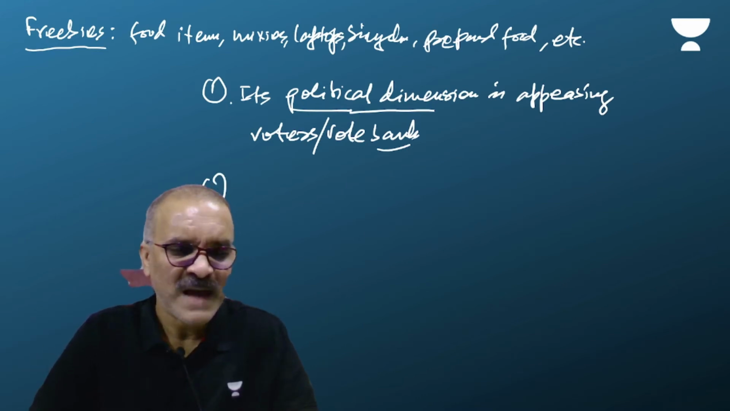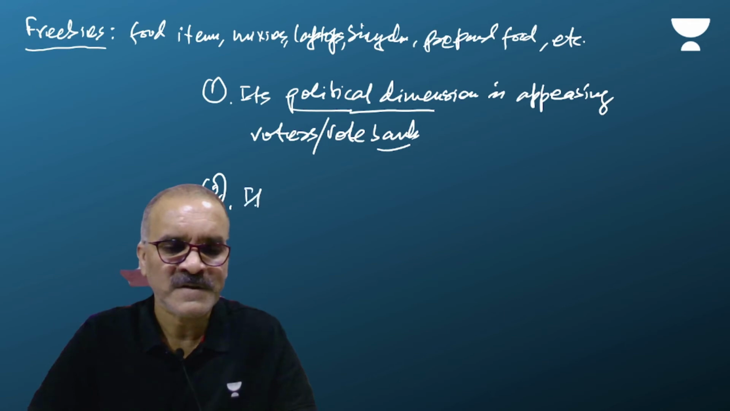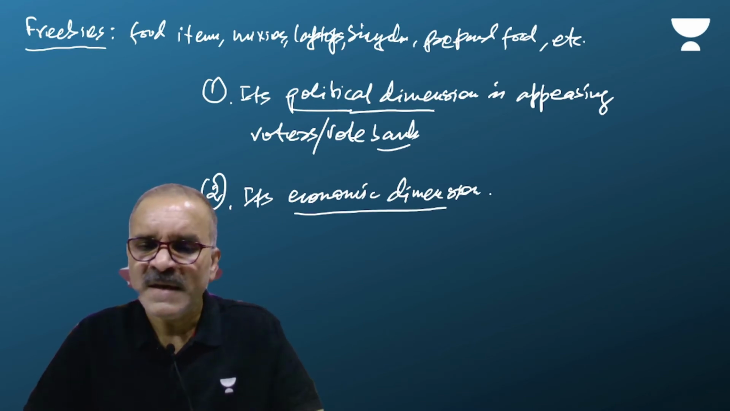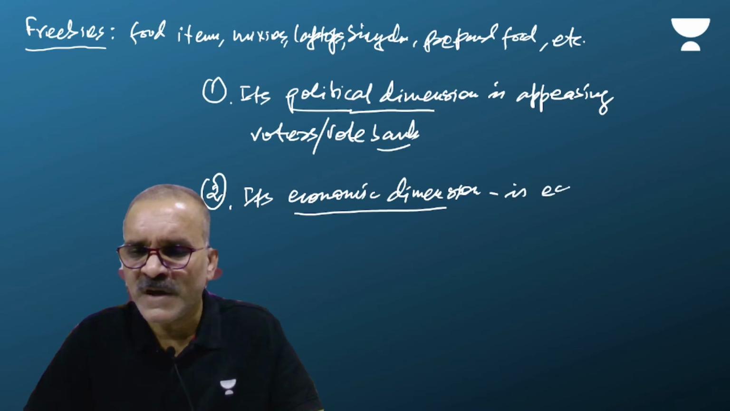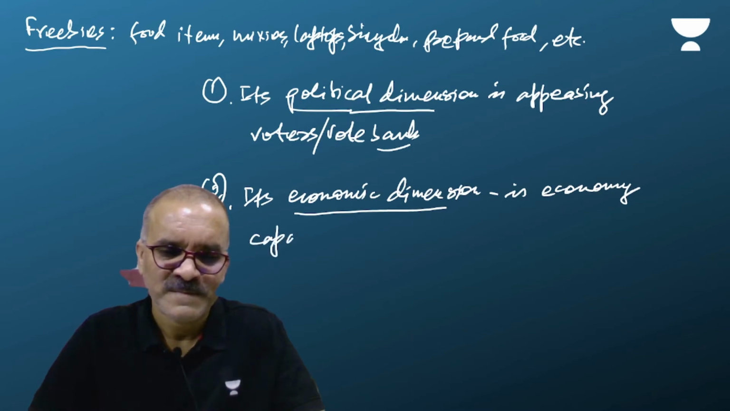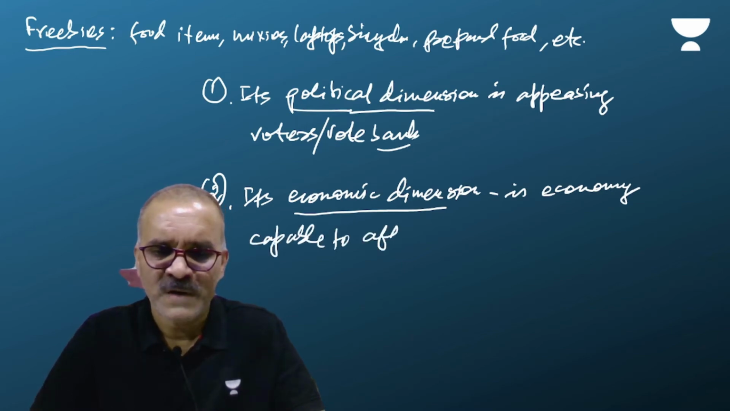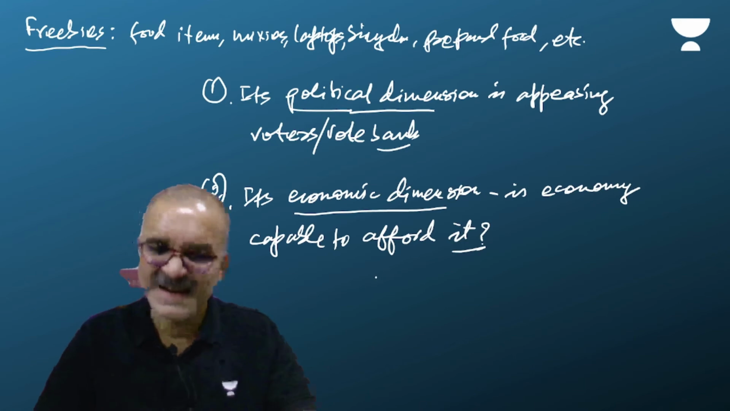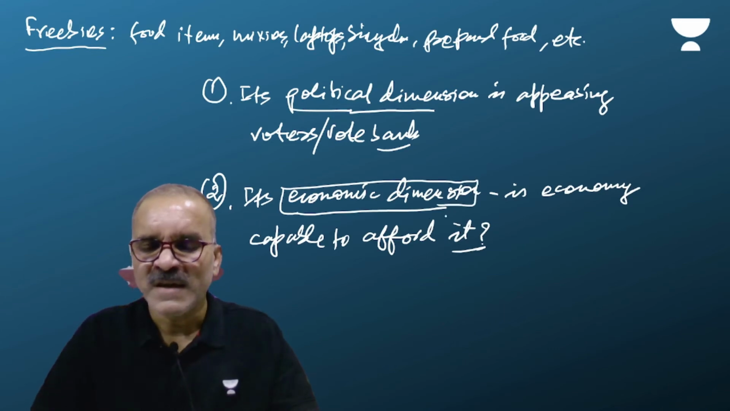Second is basically its economic dimension. Okay, let's have a look at its economic dimension. That is the second part. The economic dimension is limited to this much: is the economy capable of affording it? This is the question. And from this point of view, freebies made news in recent time.